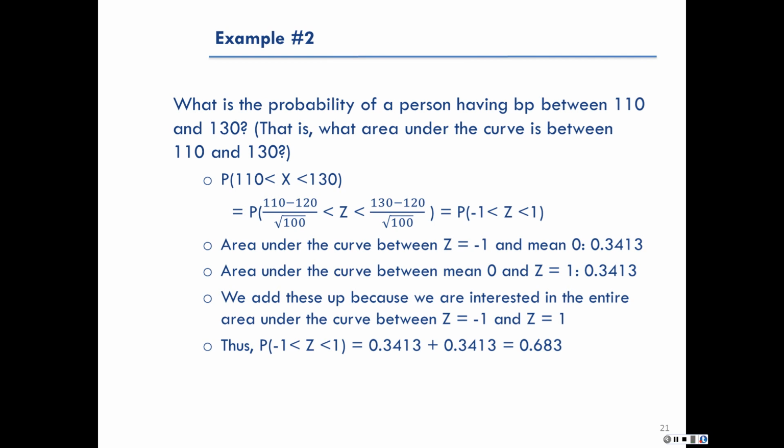And so we add these up because we're interested in the entire area under the curve between z equals -1 and z equals 1. And so when we add these up, the probability that z is greater than -1 and less than 1 is 0.683. And so the probability of a person in our distribution having blood pressure between 110 and 130 is 68.3%.